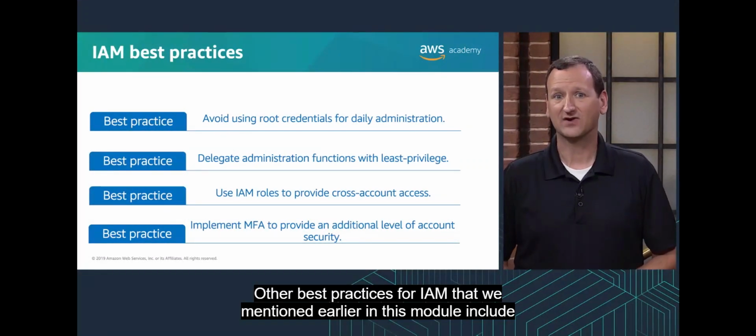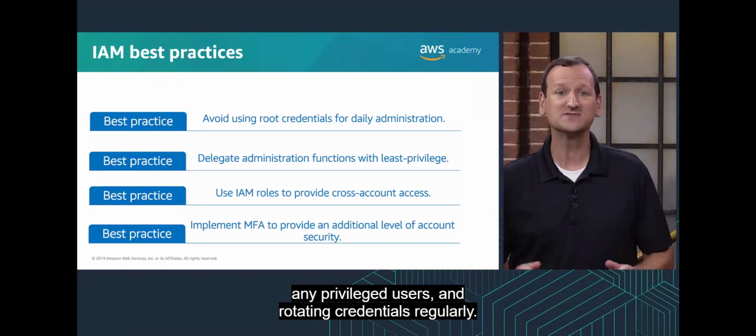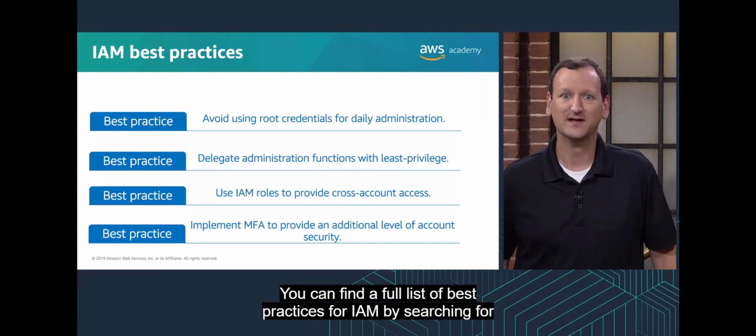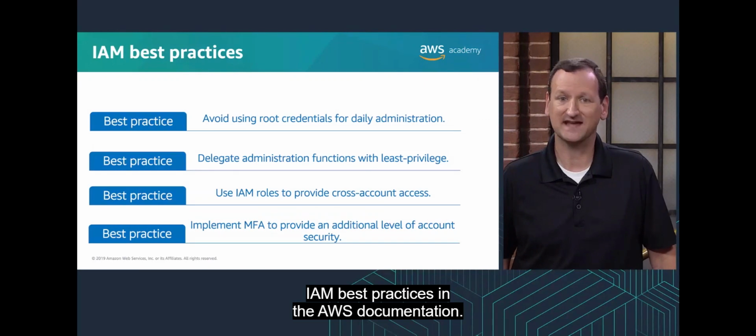Other best practices for IAM that we mentioned earlier in this module include configuring strong password policies, enabling MFA for any privileged users, and rotating credentials regularly. You can find a full list of best practices for IAM by searching for IAM best practices in the AWS documentation.